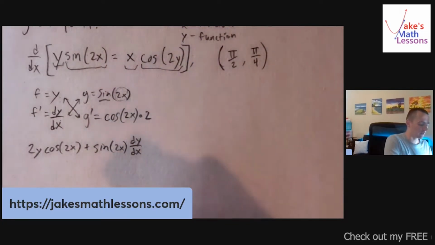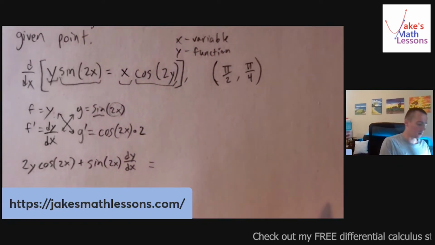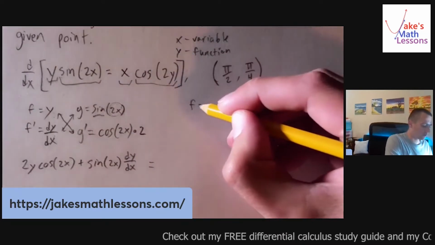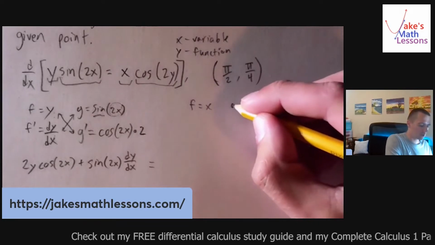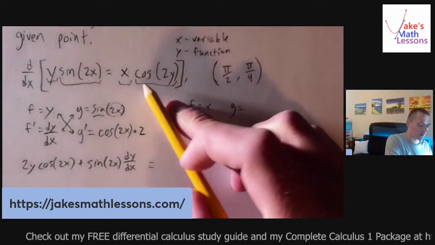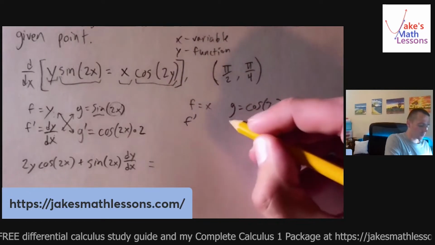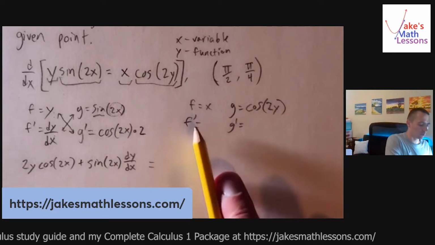And that'll be the derivative of the left side of our equation. So now on the right side of our equation, we are again going to have product rule. So we'll go ahead and just call f the x function here, and we'll call g the cosine of 2y. Then we need to find our f prime and our g prime. So the derivative of x is just going to be 1.